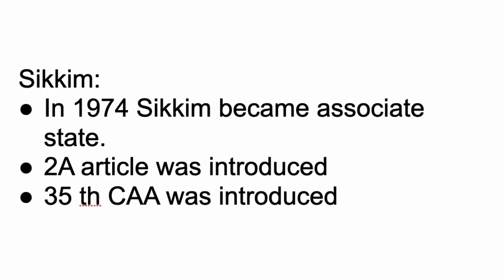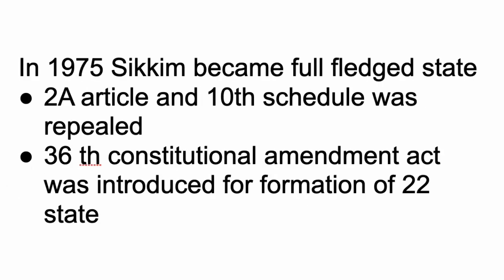So after that, in 1975, the government of Sikkim asked to become a full-fledged state of India. Based upon that, in 1975, the next year after the 35th Constitutional Amendment Act, Sikkim became a full-fledged state of India, and Article 2A and the 10th schedule were repealed. Why? Because it became a full-fledged state. Article 2A is related to an associate state. So now, as Sikkim became a full-fledged state, 2A and the 10th schedule were repealed.